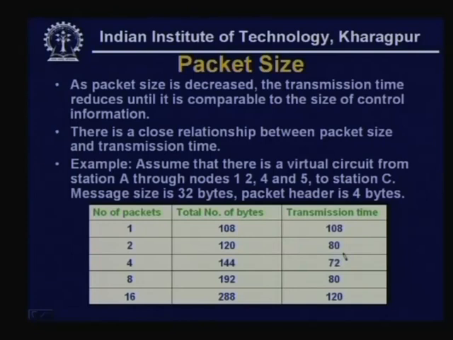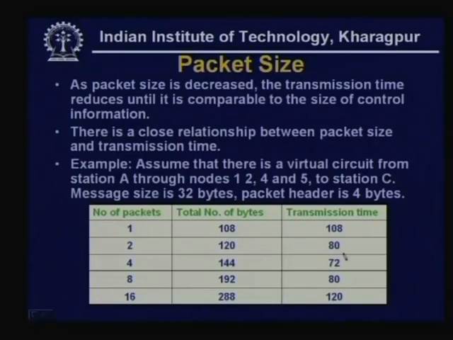Now, there is a question about the packet size. We have seen that a message is broken down into smaller size packets. Question is, how small? Should it be very small? Obviously, as we shall see, that cannot be done. As packet size is decreased, the transmission time reduces until it is comparable to the size of the control information. So, there is a close relationship between packet size and the transmission time.